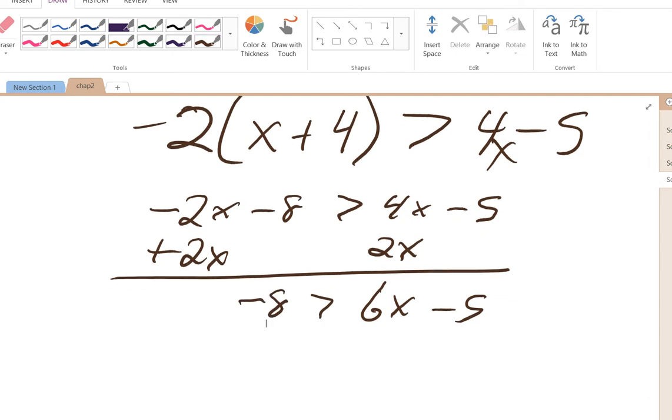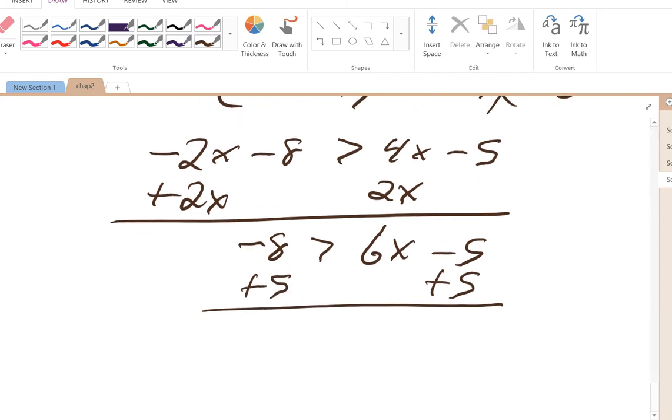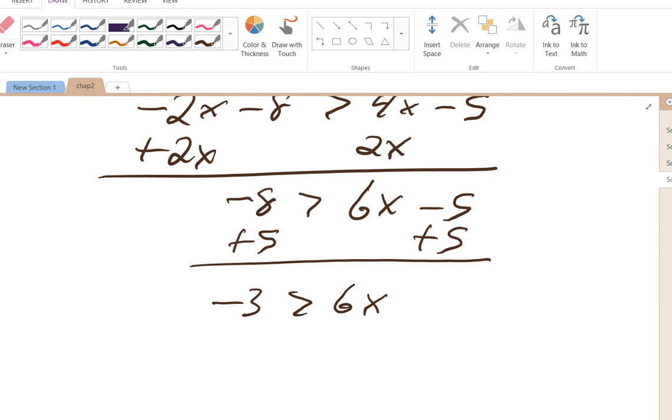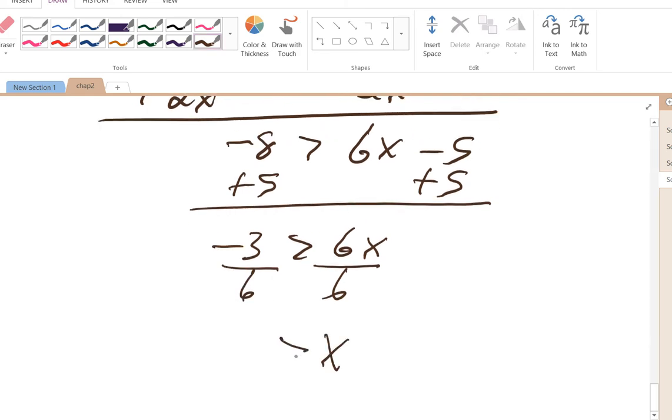Okay, so then what are we going to do? Yeah, add the 5, good. So now we have negative 3 greater than 6x. And then to finish it, what are we going to do? Divide by 6. There you go. So we get x here. We get this guy here. And that's just going to be a half or 0.5, however you want to view it. We don't have to switch any signs because we didn't multiply or divide by a negative.